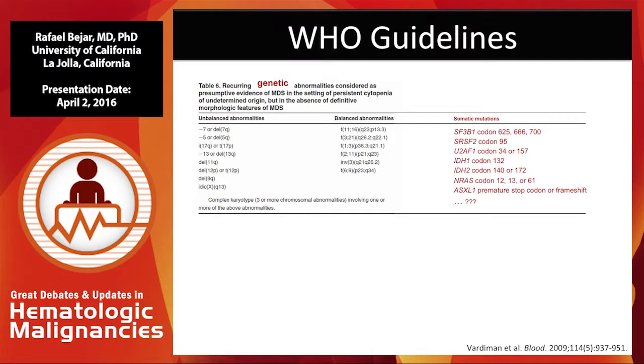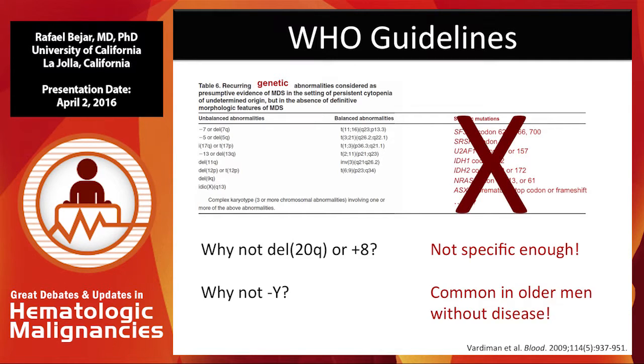Now, please don't write this down because I just made these up. These are things that I would hope might work, but in actuality, they don't. And why is that? Let's take a closer look at the list of chromosomal abnormalities. There are a few that are missing from there. So, for example, there's no del20q or trisomy 8.